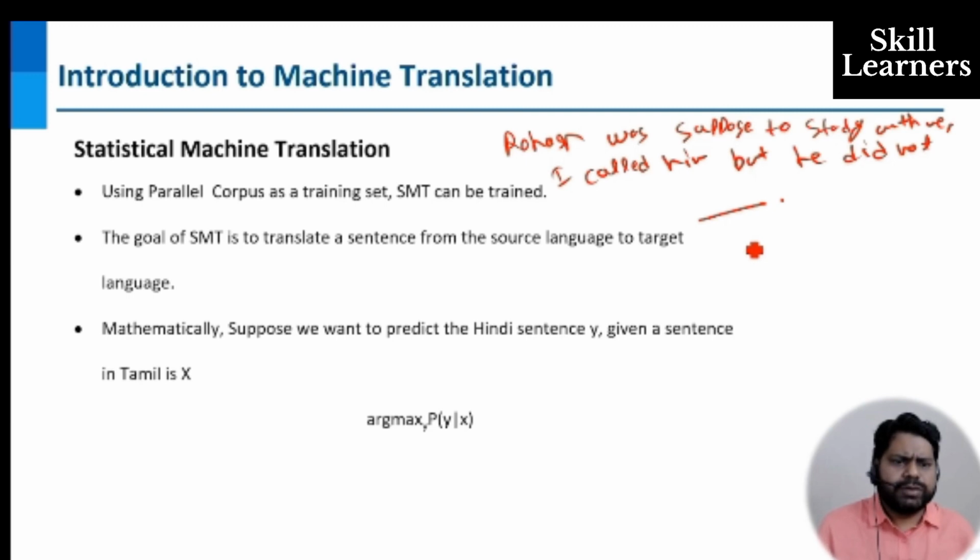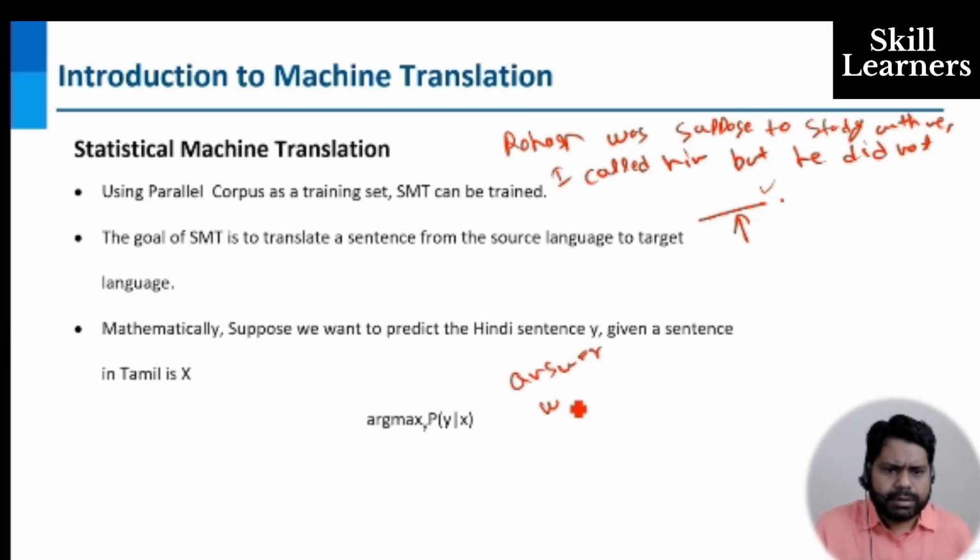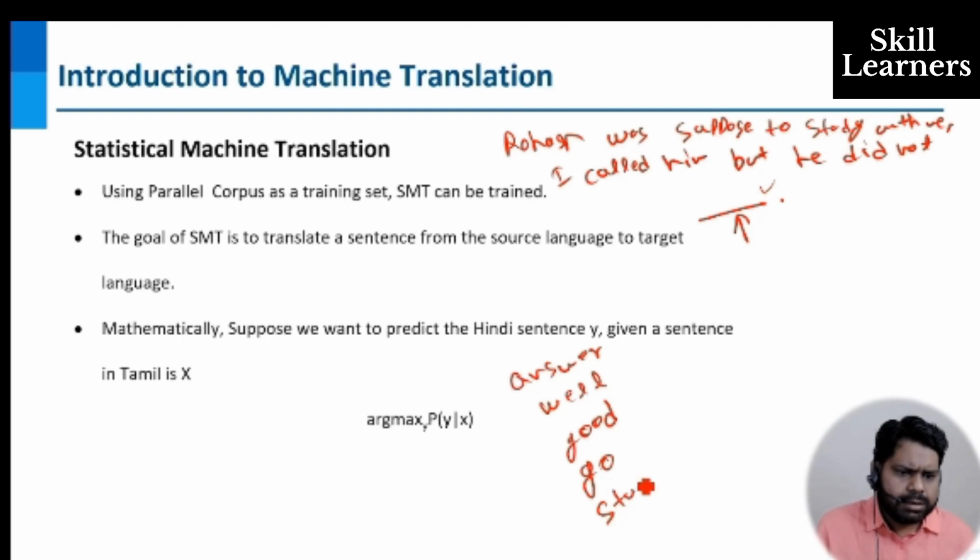Now suppose we want to fill this word and complete the sentence. Based on the probability of this word, we can find the most suitable word with the help of, let's suppose we have a corresponding corpus: answer, well, good, go, study, have. And then there can be more words like that.